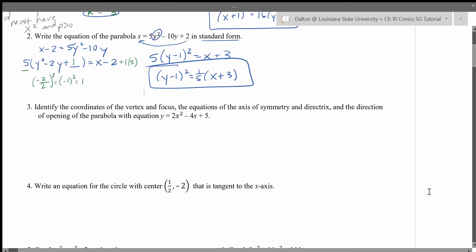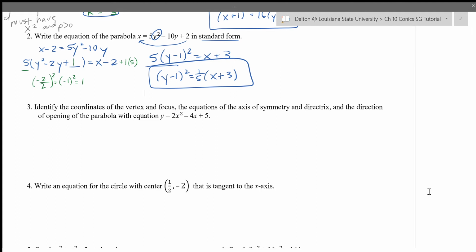Number 3, identify the coordinates of the vertex and focus, the equations of the axis of symmetry and directrix, and the direction of the opening of the parabola with the equation y equals 2x squared minus 4x plus 5. So the start of this question is very, very similar to number 2. In order for me to find all of that other information, I want to go ahead and get this parabola into standard form.